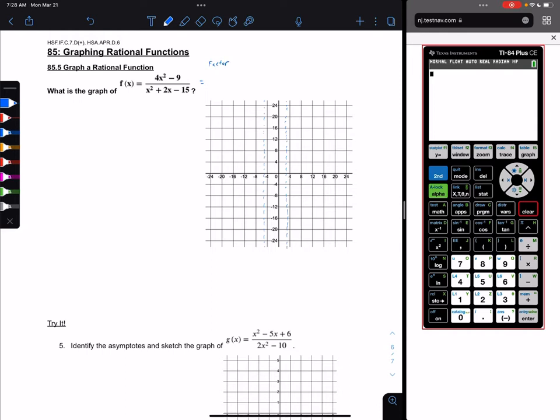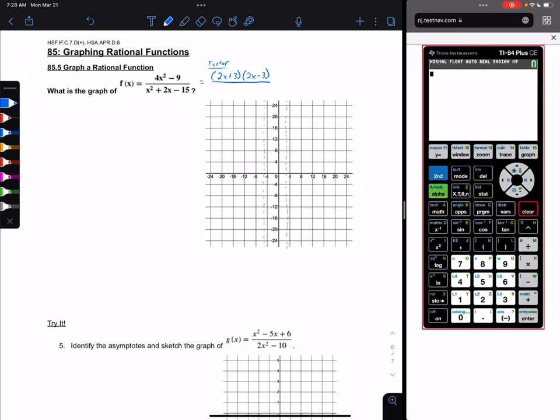You'll eventually need to find the vertical and horizontal asymptotes, but it is helpful to factor them first, and I'll explain why in a moment. My numerator is the difference of two squares. 4x squared is a perfect square, 9 is a perfect square. So this would factor into the sum and difference of the square roots of each of those numbers. So you'd have 2x plus 3 and 2x minus 3.